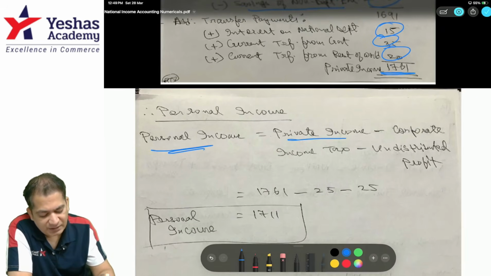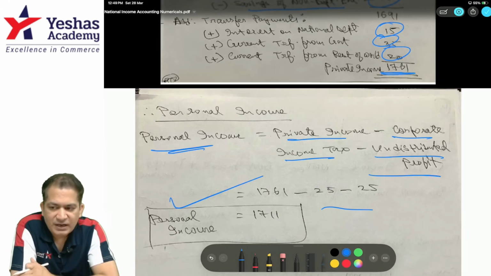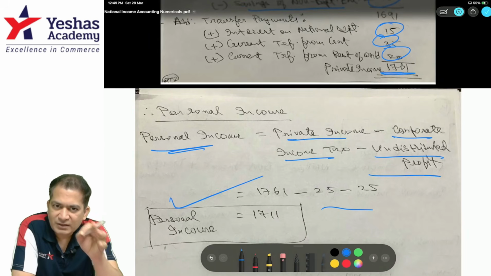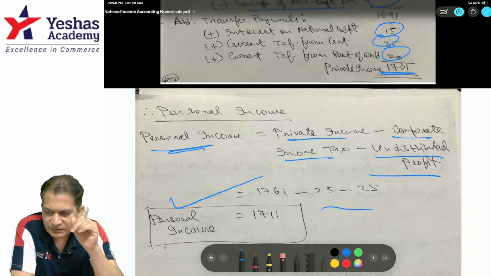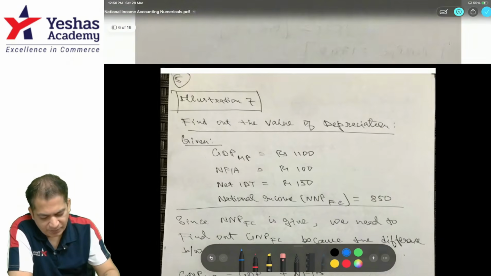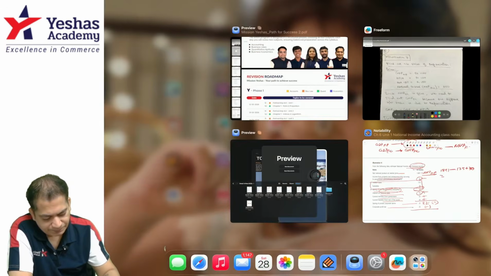Personal income is private income minus corporate income tax minus undistributed profit. You will get personal income. If they would have given you personal income tax, then you deduct it, and what you will get is the personal disposable income. Let's look at question number 7.